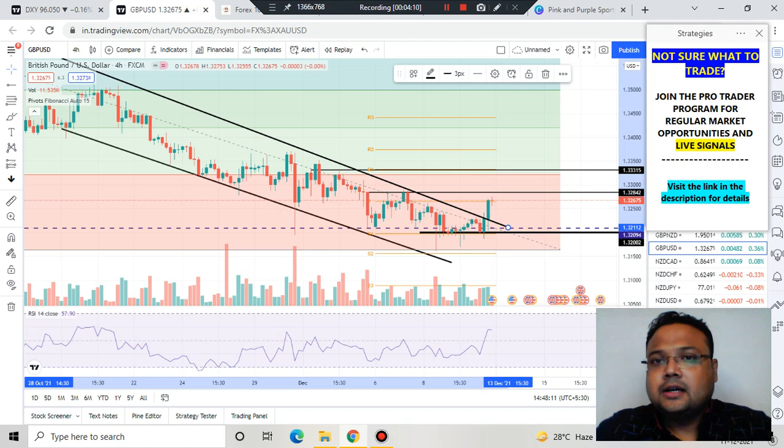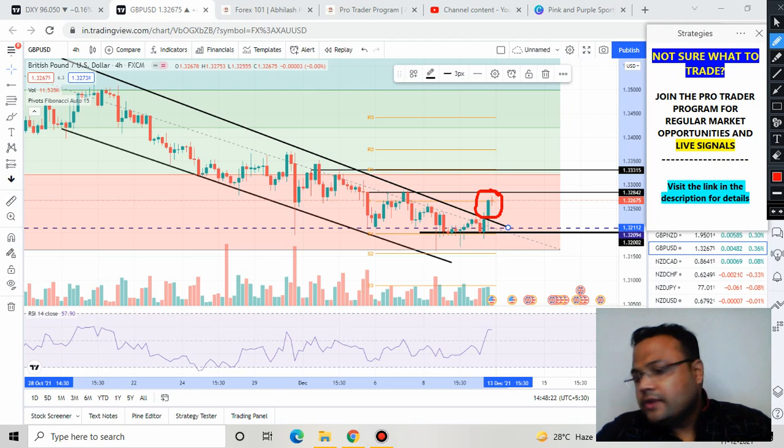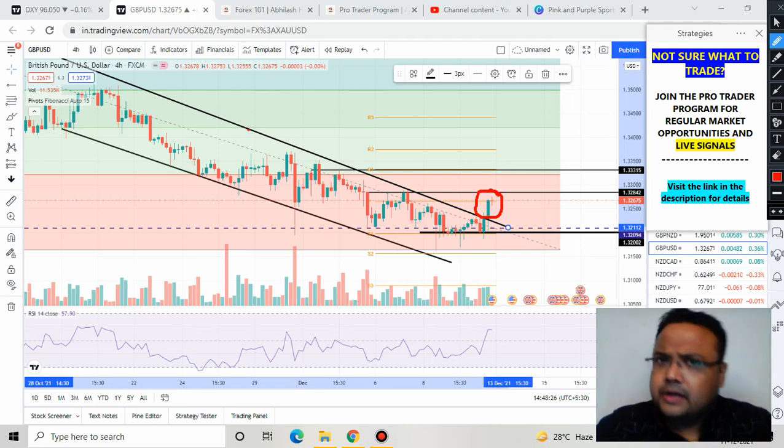1.3267. This is the current market price. So therefore the condition is quite critical here. Why? Because previously when market was in downtrend, listen to me carefully, it was very much clear to us that this trend line is acting as a resistance for the market.